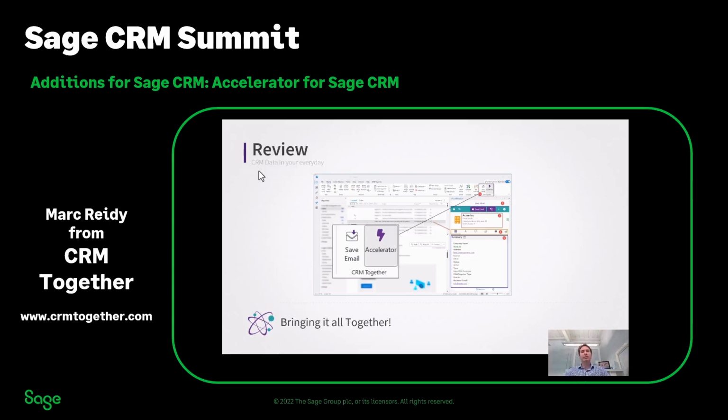But the system does grow with your business. If you're using Outlook on the web, Accelerator also works in there as well. And as I mentioned, when you review an email, the information is surfaced right from your CRM into Microsoft Outlook.